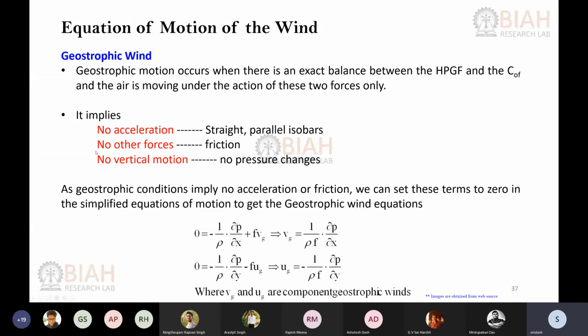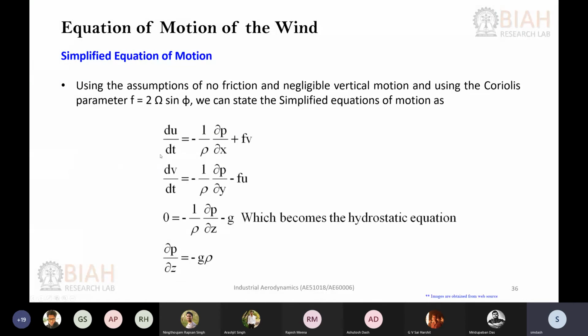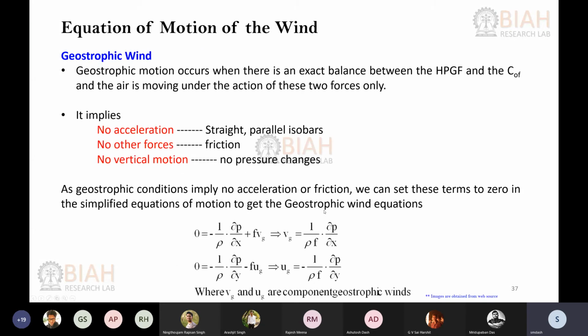Then there is no other force, like friction, and no vertical motion, so no pressure change along the vertical direction. If we just take the horizontal pressure gradient force as well as the Coriolis force, then we can rewrite the equation along your x and y direction and simplify it. Since there is no acceleration, this term will be 0, this term will be 0, and with no gravitational effect we are not considering the third equation. So now the remaining equation is like this.